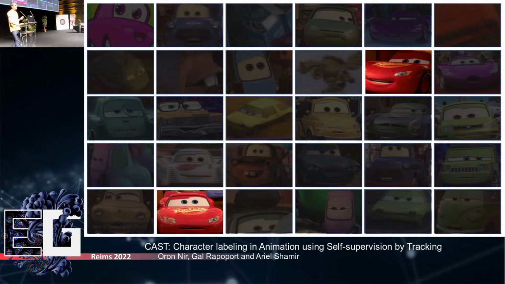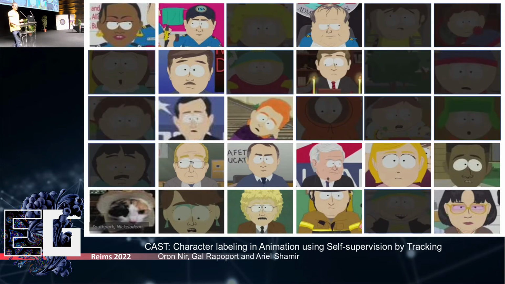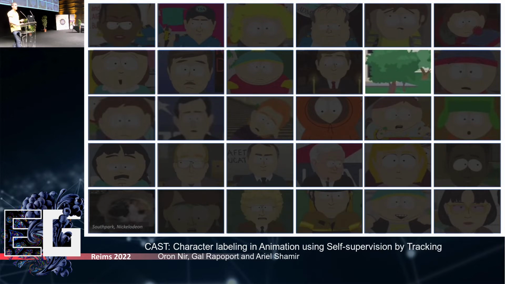And we can see a bad example where this red car, Lightning McQueen, which is the star of the video with the highest frequency, was over-segmented, which is less optimal. Another example is from our own evaluation data set from the series Southpark. You can see that it captured all the main characters, including the supporting characters, the long-tail characters that appeared throughout this test episode. You can see one example of false positive of a non-character.